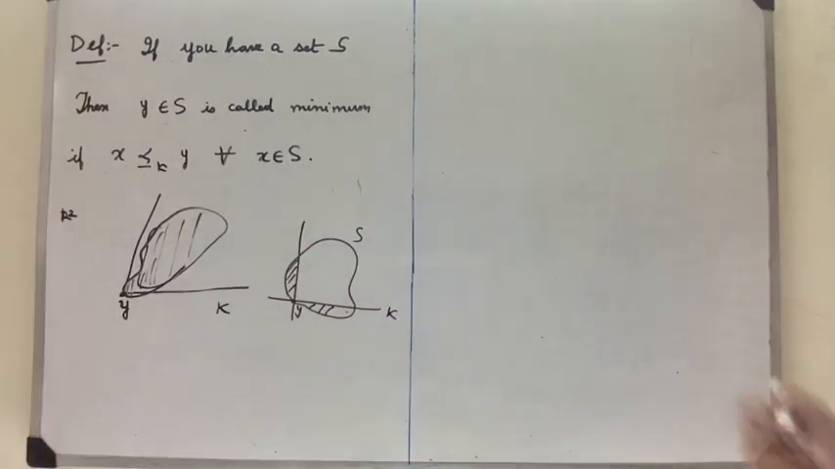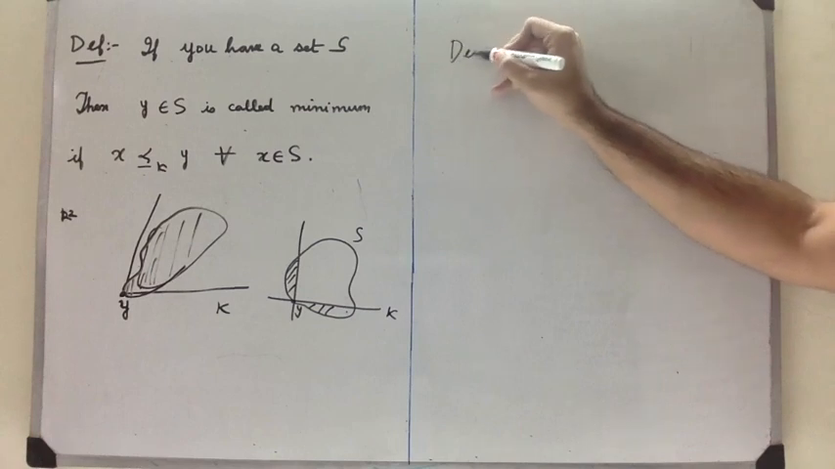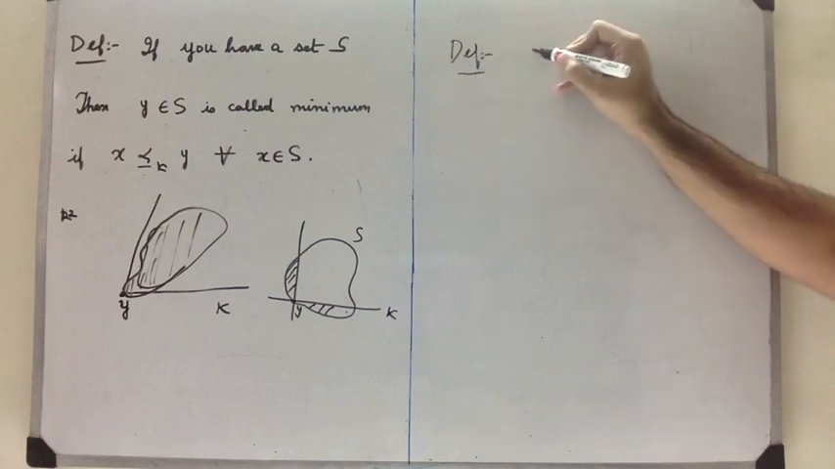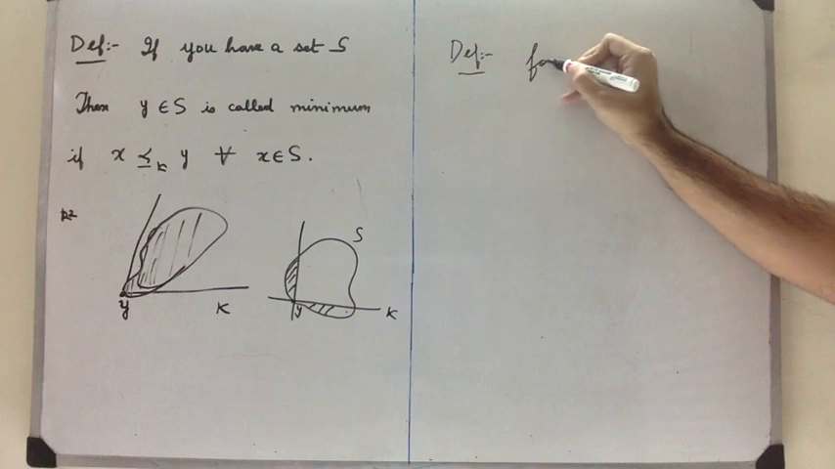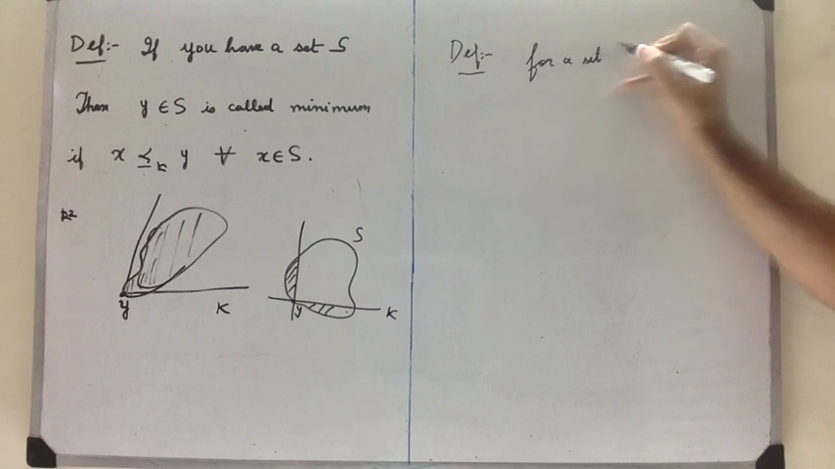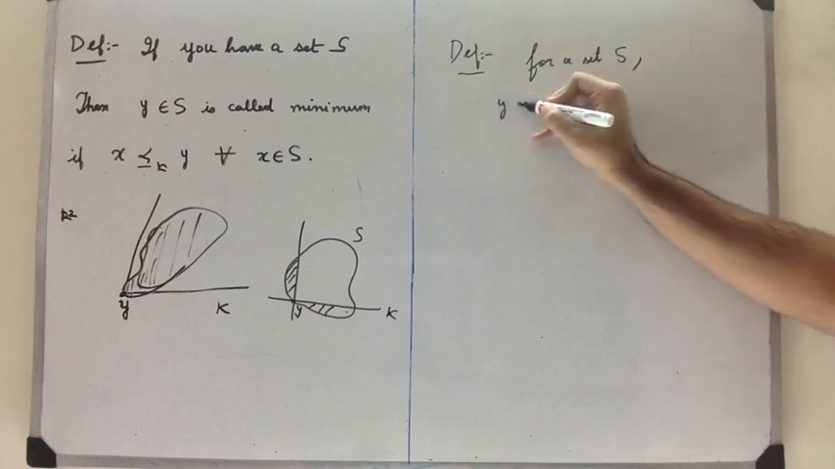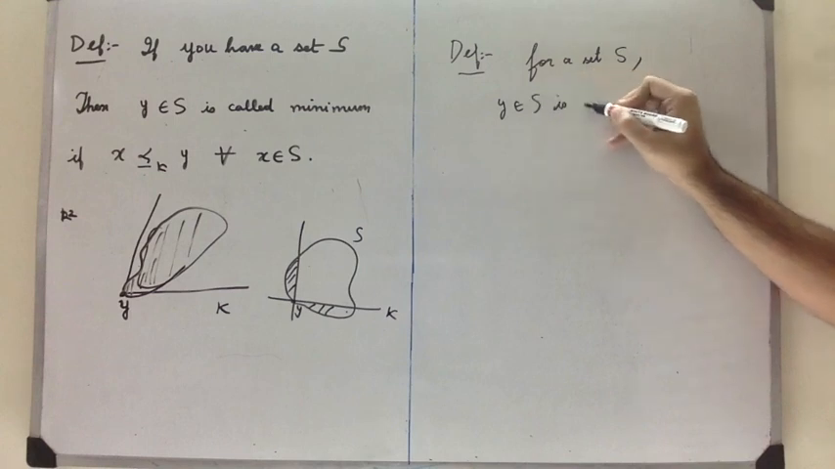And the associated definition is that of a minimal element. So for a set, Y an element of S is called a minimal element.